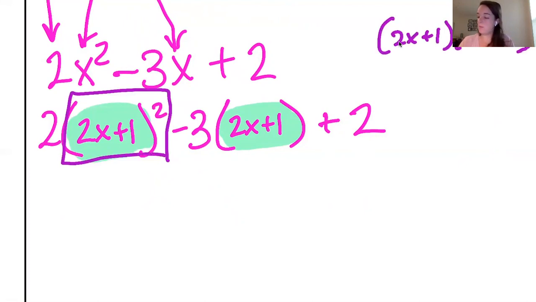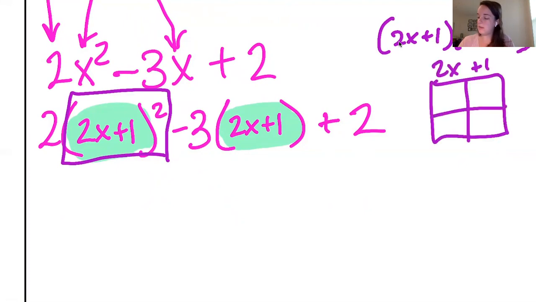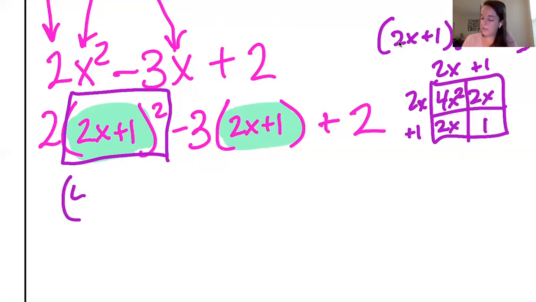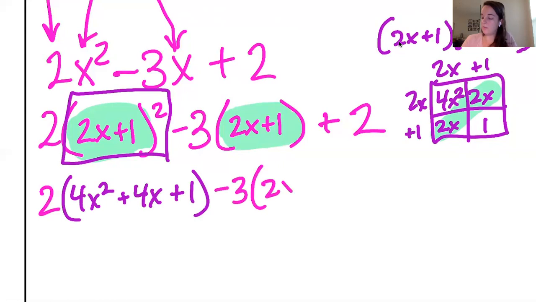For many of us, we use box method for this. So I have 2x plus 1 times 2x plus 1. That'll be 4x squared, 2x, 2x, and 1. So for this section here, I would have 4x squared. Combining 2x and 2x will make positive 4x, plus 1 here. I'm going to go ahead and bring down the 2, the negative 3 times 2x plus 1, and the positive 2. That purple section is now there.